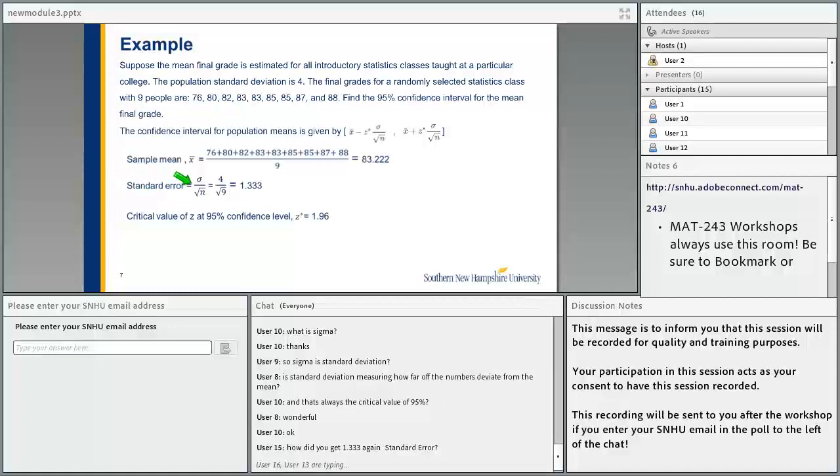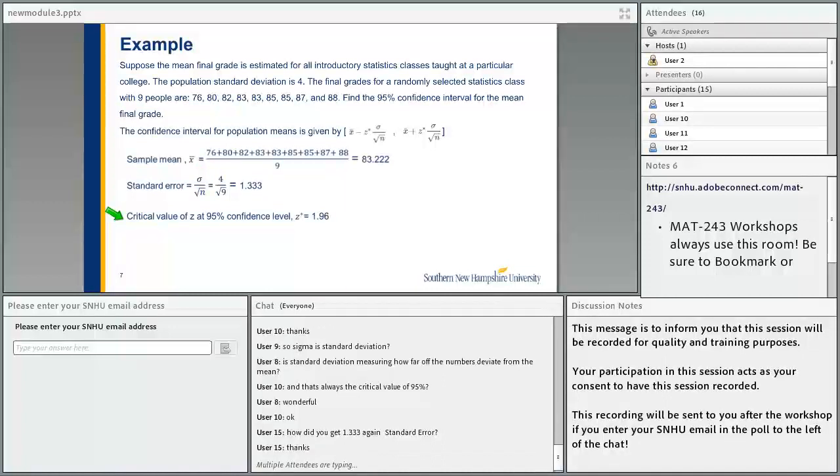Standard error is sigma over square root of n. So sigma is given to be 4. N is the sample size. So number of values in a sample, that's 9. So if you plug in that and do the math, you should get 1.333.